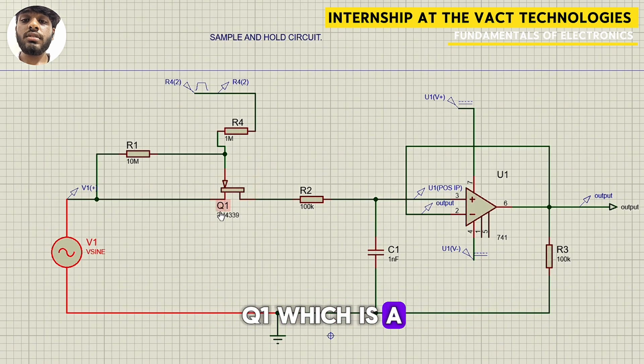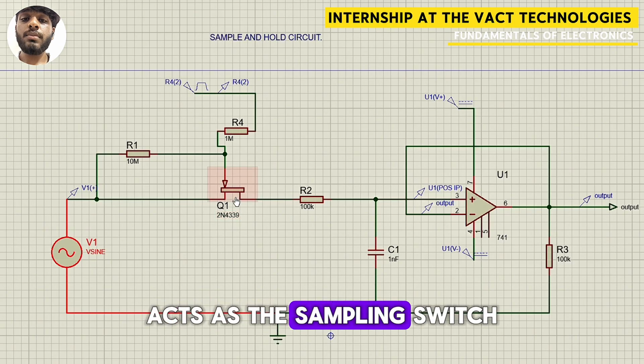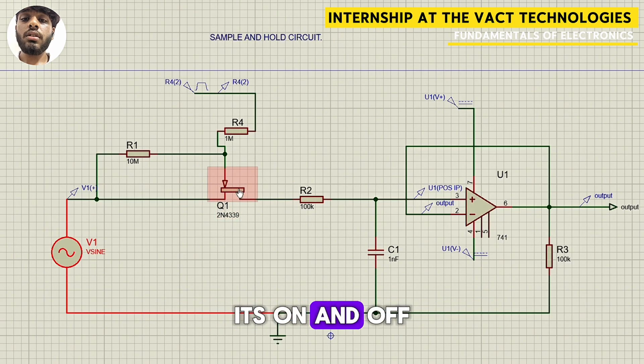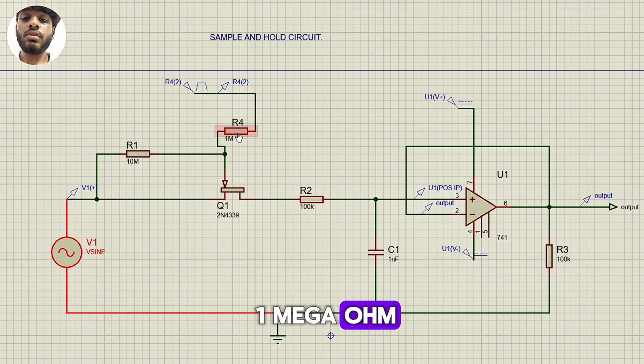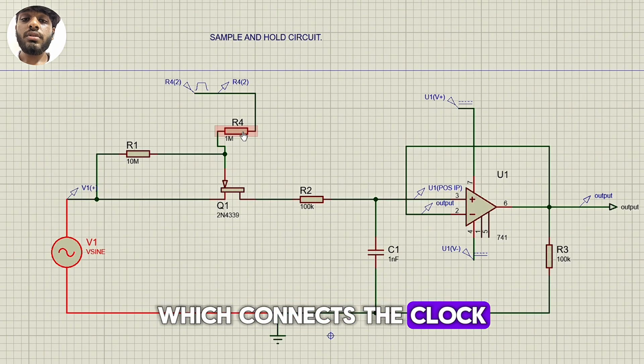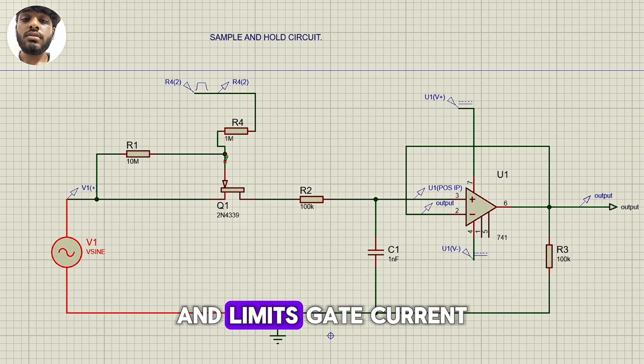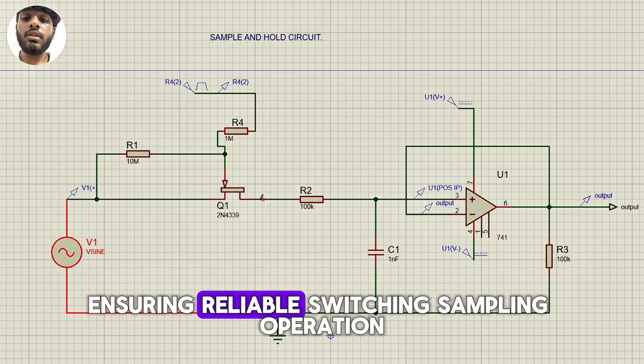Q1, which is a JFET 2N4339, acts as the sampling switch. Its on and off states are controlled by the gate pulse signal. R4, which is rated as 1 megaohm, connects the clock pulse to the JFET gate and limits gate current, ensuring reliable switching.